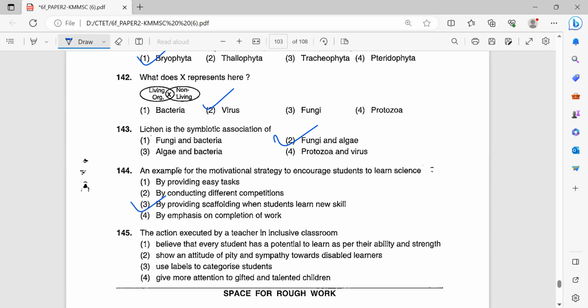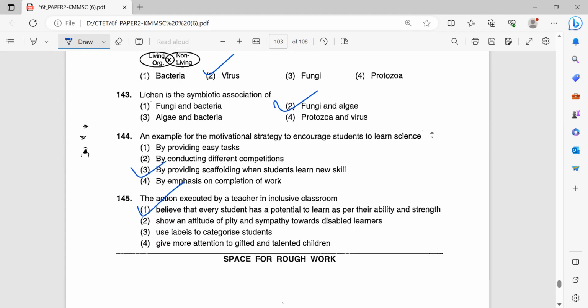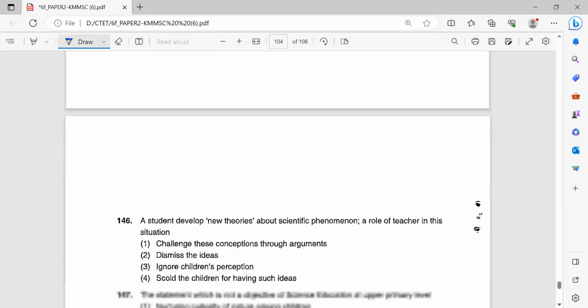The action executed by a teacher in an inclusive classroom. Which action or method can be executed? Believe that every student has a potential to learn as per their ability and strength. Show an attitude of pity and sympathy towards disabled learners. Use labels to categorize students. Give more attention to gifted and talented children. So option 1 is the right answer. When it comes to inclusive education, we have to consider every student. Okay, we have to believe in every student.